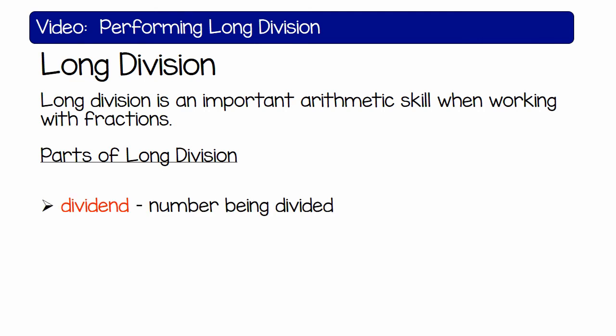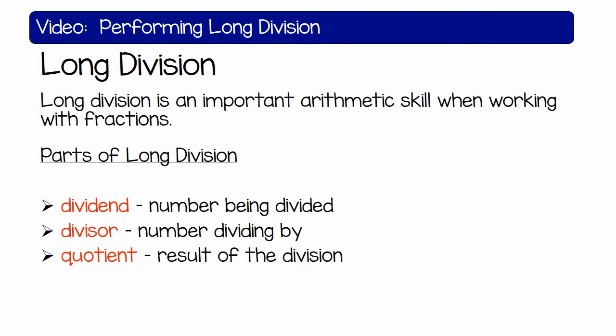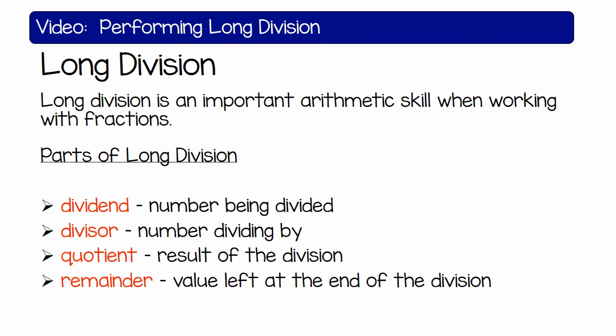The first is the dividend. That's the number that is being divided. And the divisor is the number dividing by. For example, 36 divided by 5, 36 would be the dividend, 5 would be the divisor. The quotient is the result of the division or the answer that you get. And the remainder is the value that's left at the end of the division that you can no longer divide into.